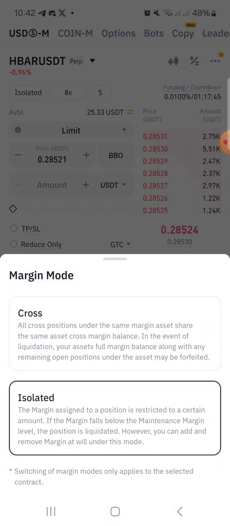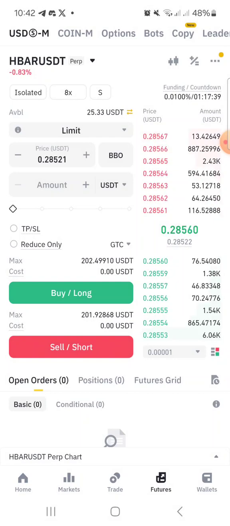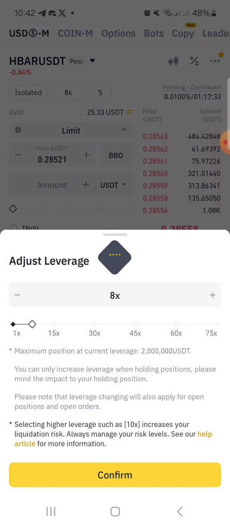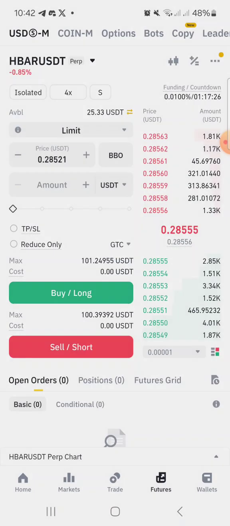I'm not using cross mode. I'm not crossing into my margin. I'm using isolated margin mode. All right, so always ensure you are on isolated. Your leverage is reasonable. 8x is fine. Okay, I can even come to 4x. All right, who knows, because I have not done the analysis really well to enter the market.